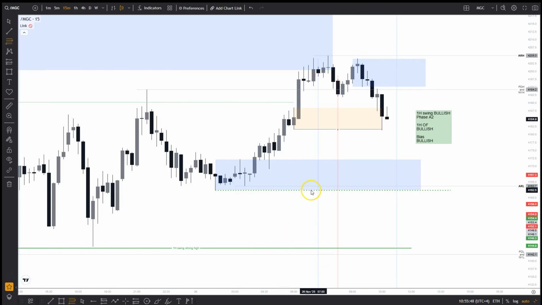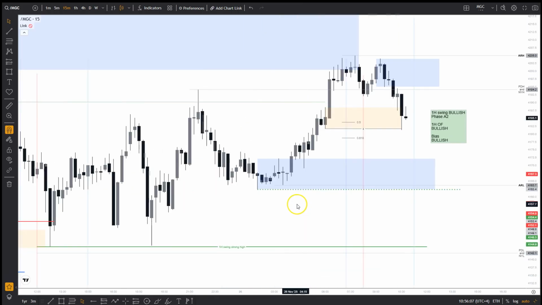Let's see the fib level of this push of the Asian into 50, into 50. Yeah, 50.61. So equilibrium of this range of this push here. I'm gonna look at whole range, and this is actually this liquidity pool on 1H here.